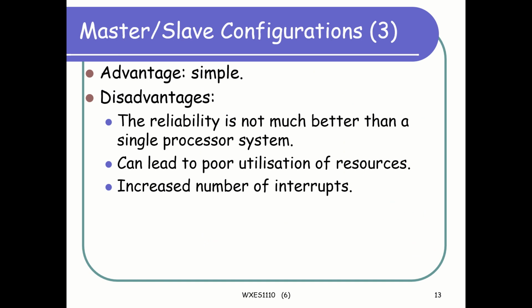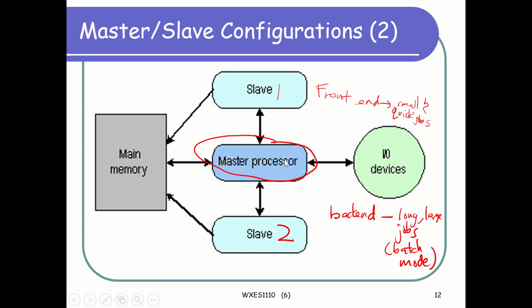So what is the advantage of master-slave? Yes, it's a simple configuration, a simple setup, but there are also cons. The disadvantage is that the reliability is not much better than a single processor system. Basically you only have one processor, but you break that processor into master and slave. It can lead to poor utilization of resources and an increased number of interrupts. The reliability is not much better because if the master processor fails, all other slave processors or jobs will fail. This is a single point of failure.